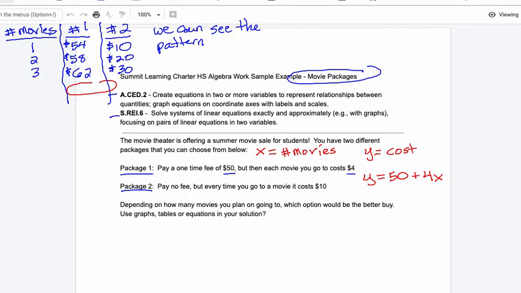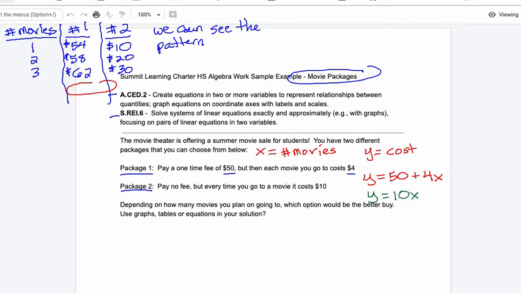Okay, let's find an equation for package number 2 here. So package 2, every time I go to a movie, there's no flat fee, so I'm not going to have anything in the beginning, but it's $10 per movie. So the equation for that one is the total cost equaled 10 times however many number of movies we went.